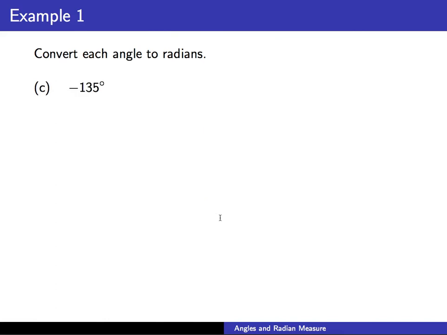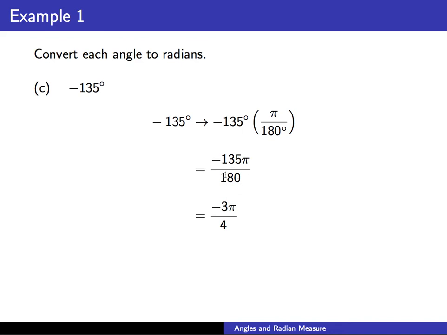Part C, negative 135 degrees. So remember, in trigonometry, our angles can be negative, which just means they're opening to the right or clockwise. So we're going to convert them the same way, multiply by pi over 180. Our degrees are still going to cancel out, and we'll have negative 135 pi over 180, and negative 135 over 180 is negative 3/4. So we'll just put the pi symbol back when we're done, and we get negative 3 pi over 4. Positive 135 is just positive 3 pi over 4. So really the negative sign is just indicating direction of rotation. It doesn't change necessarily the values here, except it becomes positive.